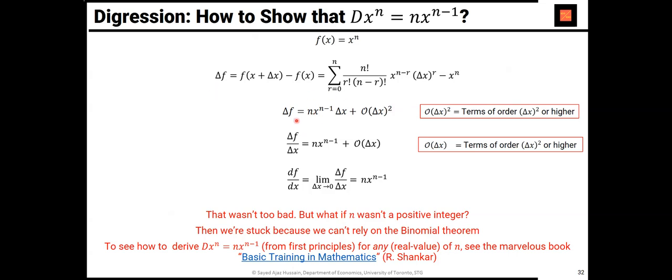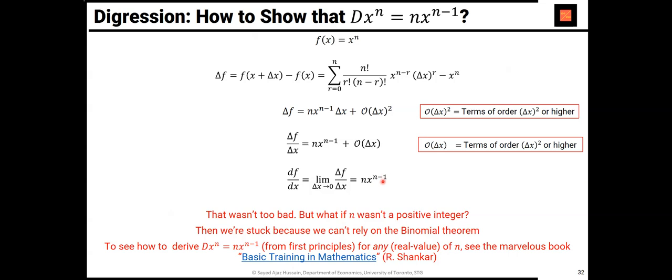So what you of course have is the change in f is n x^(n-1). Pull it out from here, Δx, plus all other terms involving Δx squared or higher. When I take derivatives, I have to divide by Δx. When I do so, this disappears. That becomes all terms of order Δx or higher. If I now take limits, all those terms in Δx or higher go away to 0. And I'm now left, which you already know from undergrad, with the derivative of x^n being n x^(n-1).